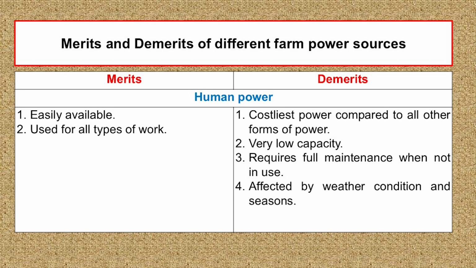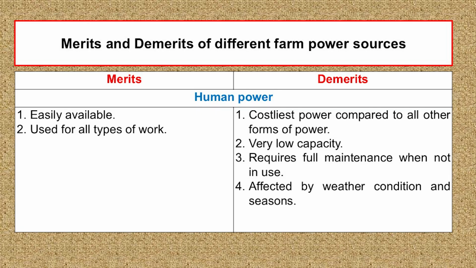Okay, so what we discussed so far is just the introduction about energy and sources of energy. Now let us discuss the merits and demerits of different farm power sources. Each type of farm power source has its own merits and demerits. If you take human power as an example, it has certain merits and it also has certain demerits.